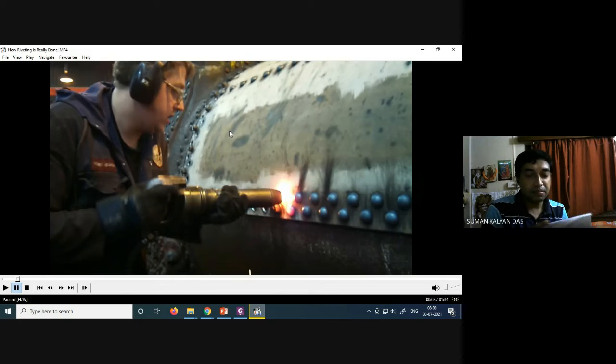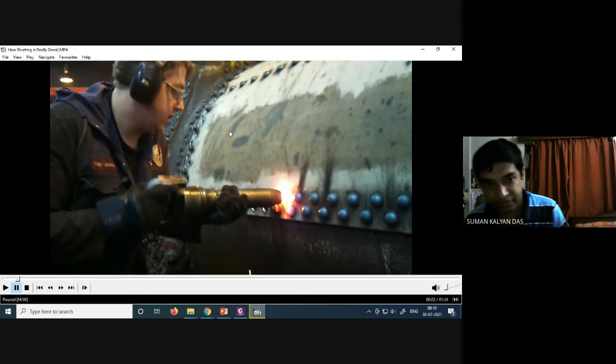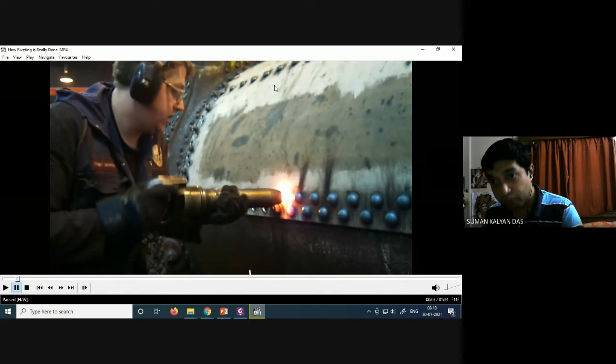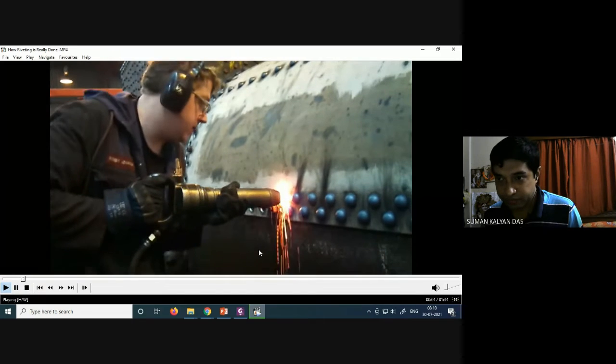So at this joining, normally in the age-old days, and now also sometimes, the riveting technique was followed, which is largely replaced nowadays by welding. As I told, welding is a more efficient joining process. As you can see over here, this is most probably a boiler where they are joining two sheets. They are overlapping the two sheets and this is a machine riveting process, as you can see. So I'll just show you.